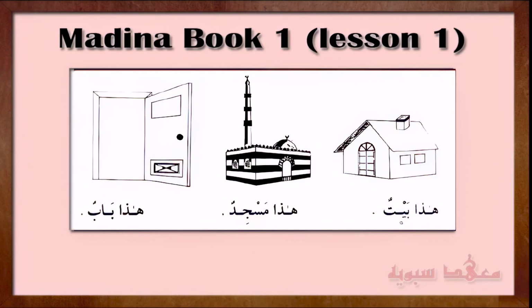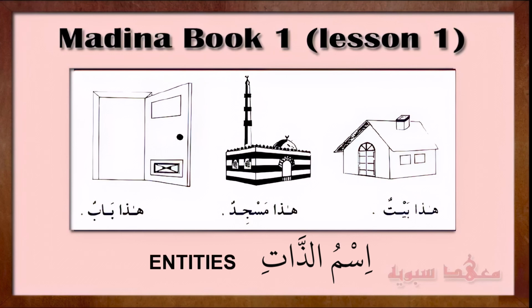I'm not speaking about pronouns or an ism ishara. I'm talking about the ismu dhat. Ismu dhat is the Arabic term used for entities like door, house, cat, dog. It's not a proper name. So for example, Muhammad is a name of a particular person. This is not ismu dhat. But for example, if we said tajirun, a merchant, that's an ism dhat.